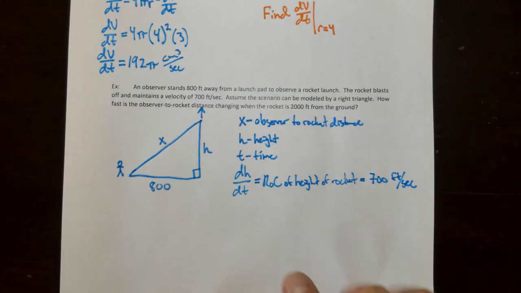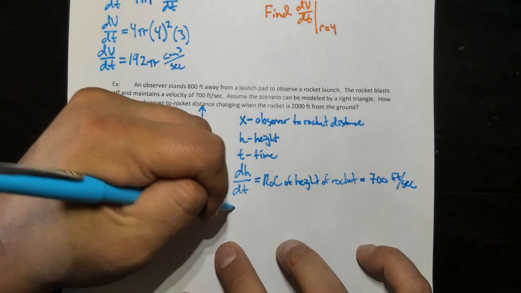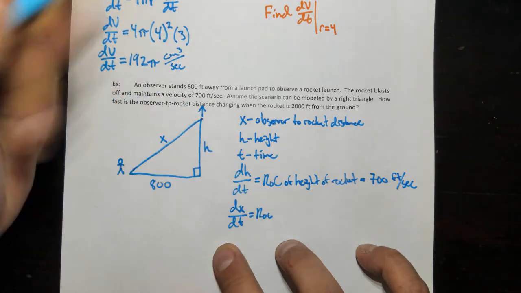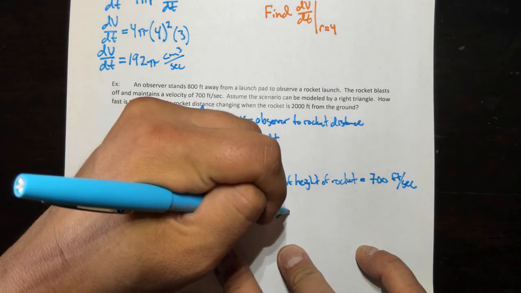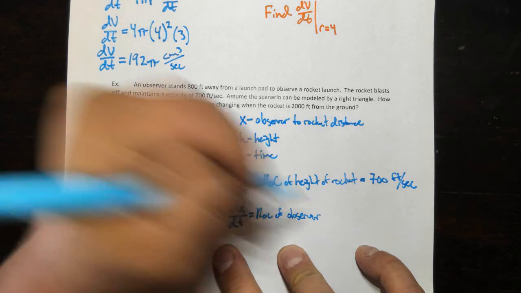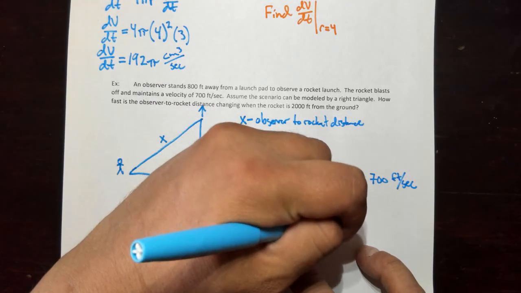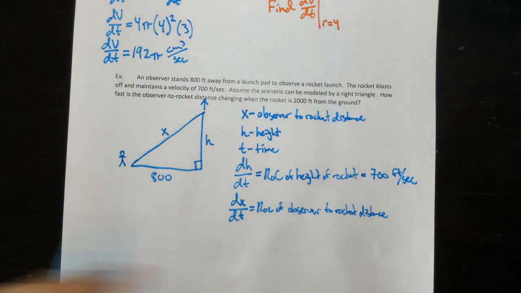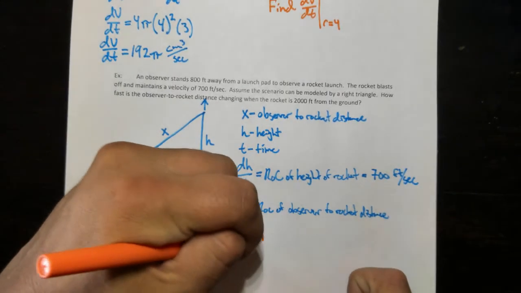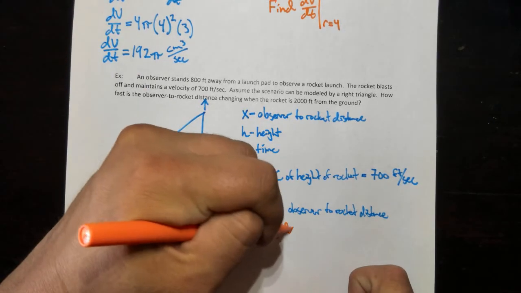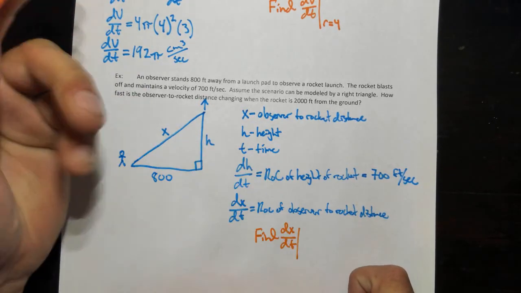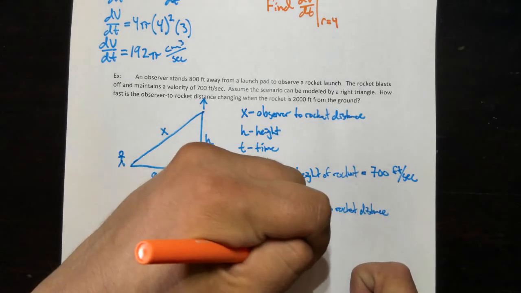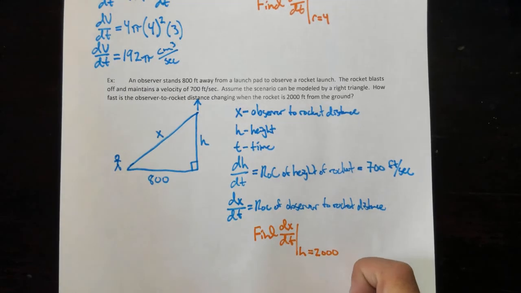Okay. And then dx dt is the rate of change of observer to rocket distance. And that's what we're looking for. So we want to find dx dt when the height is 2,000 feet. So when the height is 2,000. So we're going to be dealing with a lot of zeros here, I imagine.